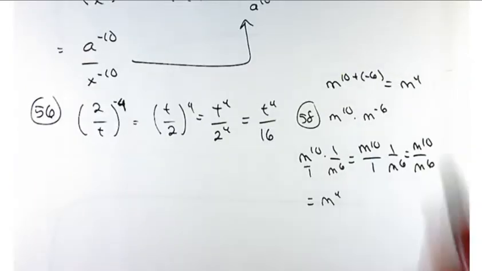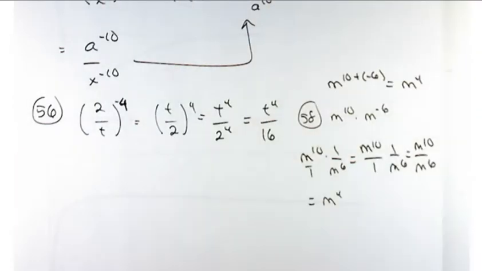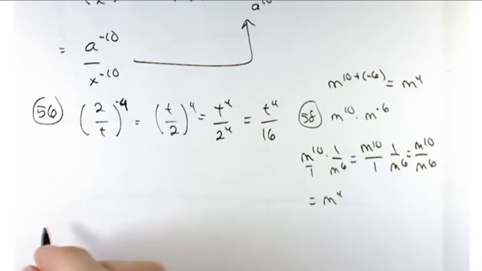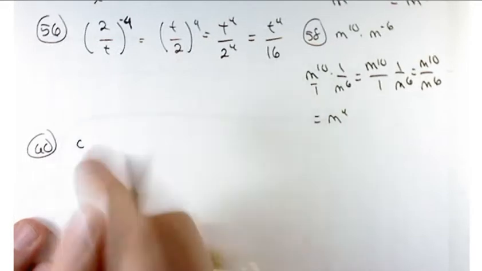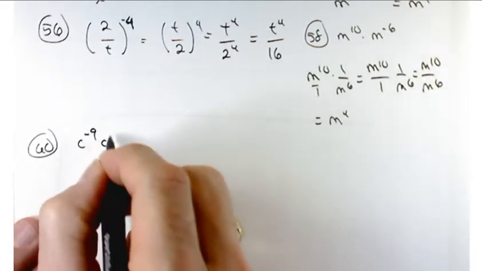Now, as promised, I'm going to give you 3 different problems to work on. You can help each other out. I'll walk around and try and help you out as well. We'll start with problem number 60. C to the negative 9th times C to the 14th.